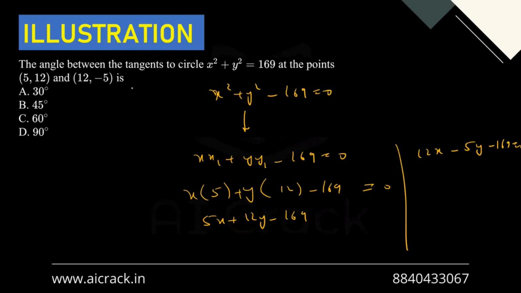Now we have to find out the angle between these two tangents. You can clearly see that over here m1, basically the slope of this line, equals minus coefficient of x divided by coefficient of y. Over here m2, basically the slope of this equation, is minus coefficient of x divided by coefficient of y, that is 12 by 5. If we take the product of these two, we'll be getting minus 1. So if m1 m2 equals minus 1, then the angle should be 90 degrees. So D is the correct answer.